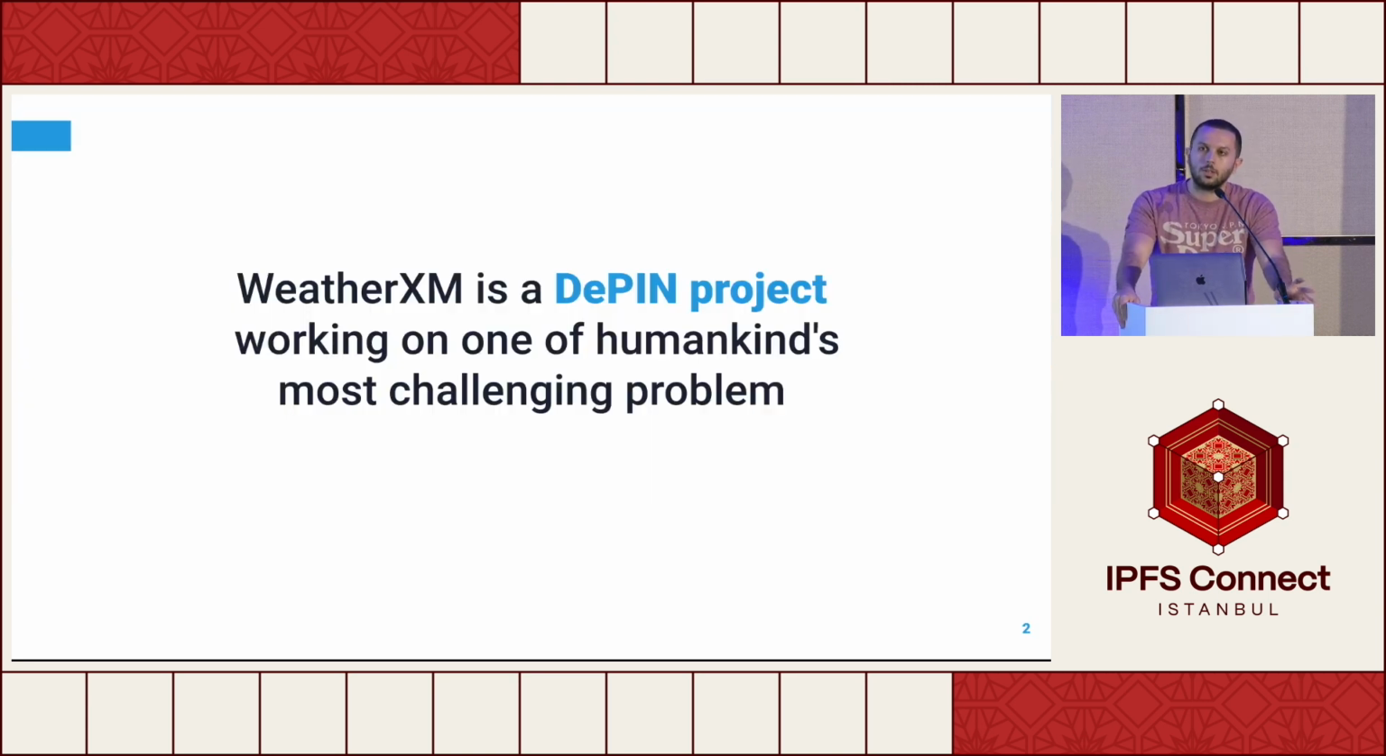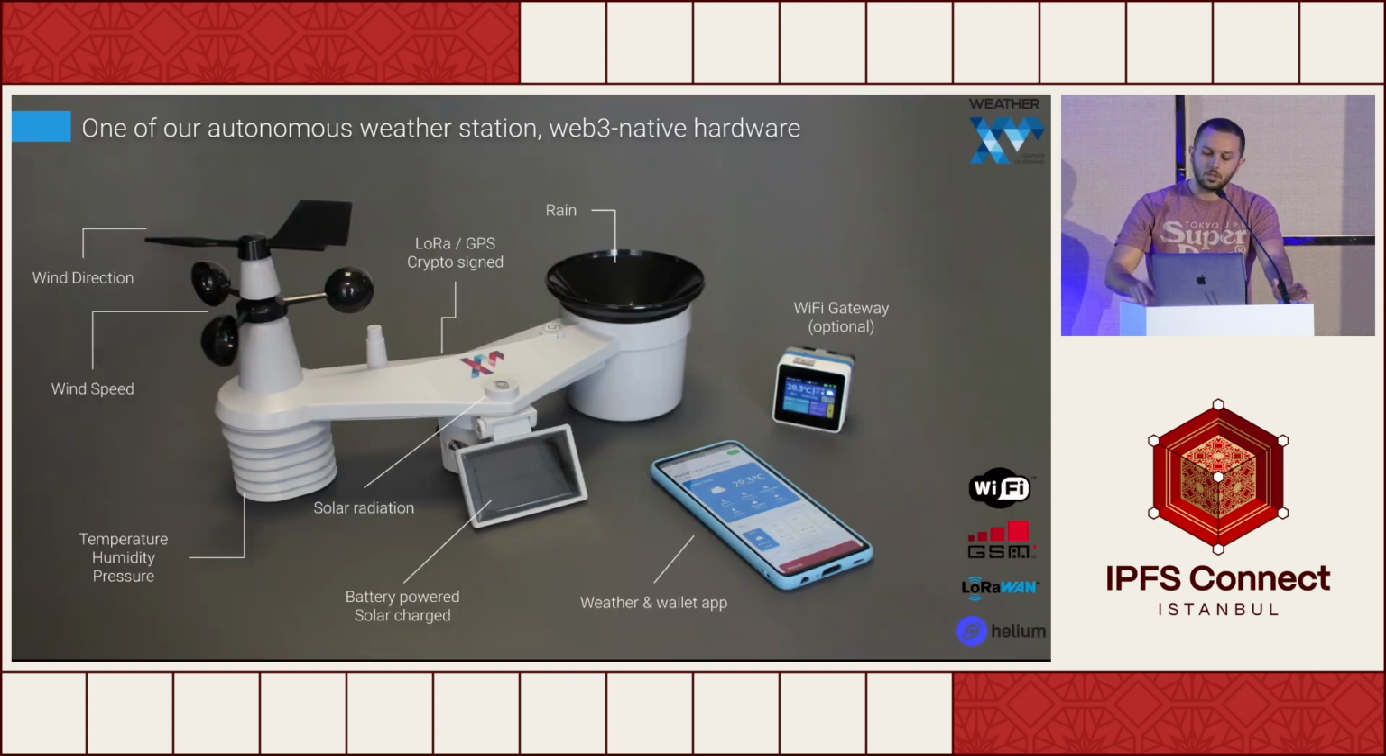So what we do at WeatherXM is that we are a DePIN project, and we're trying to solve one of the most challenging problems of today, and that is of interest to almost every one of us. And this is providing accurate weather data and accurate weather forecasting to pretty much everyone. So to do that, we have created our own weather station, which is a station that can be operated by pretty much everyone, is accessible to everyone. And this is what collects the data.